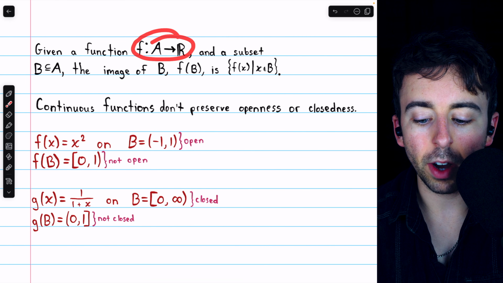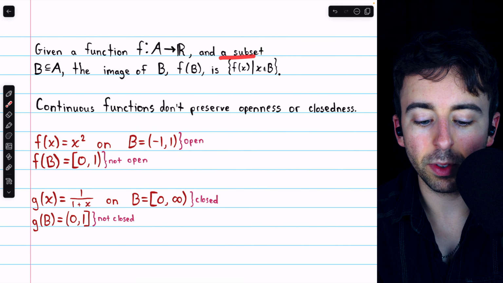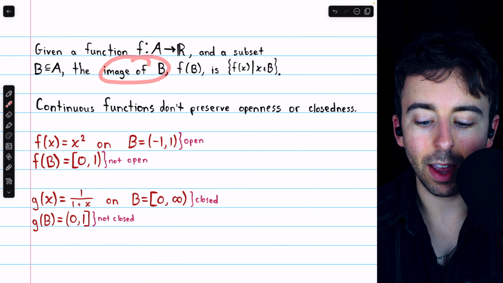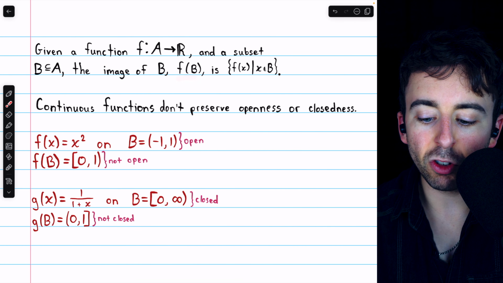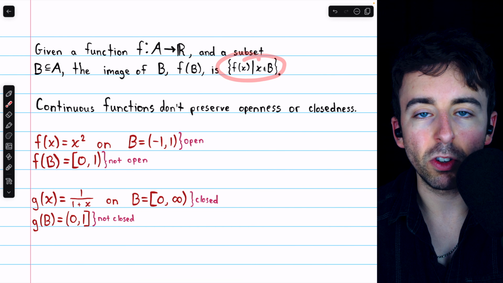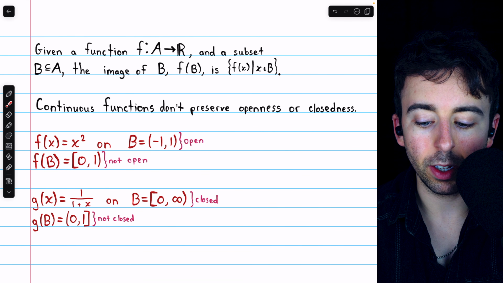Given a real valued function on a set A and a subset B in A, we say that the image of that subset B, f of B, is just the set of all images of the elements of B under the function f.